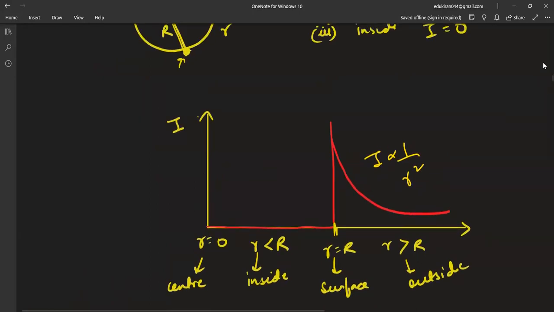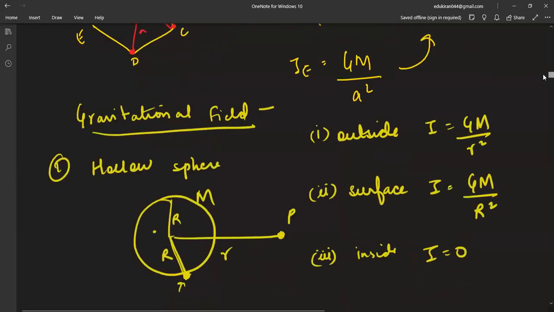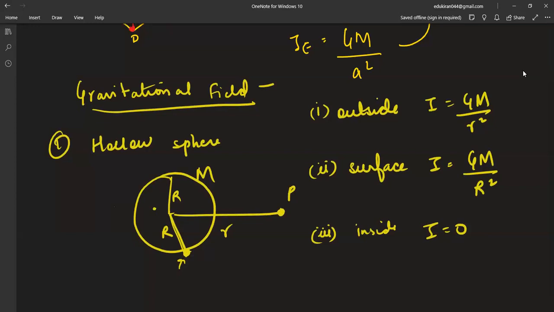Can you go back up? Yeah, we can go back now.